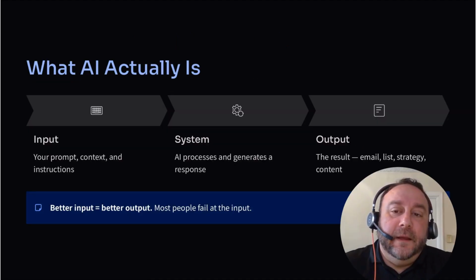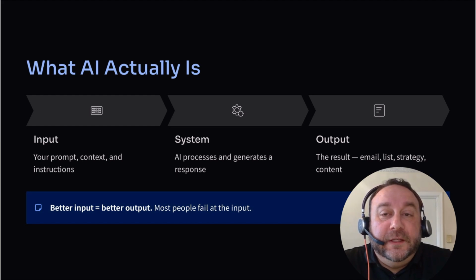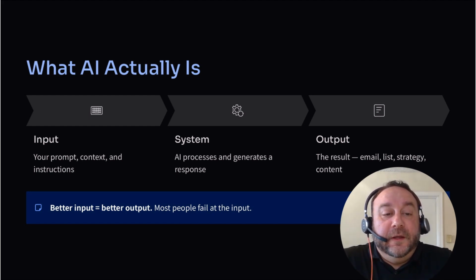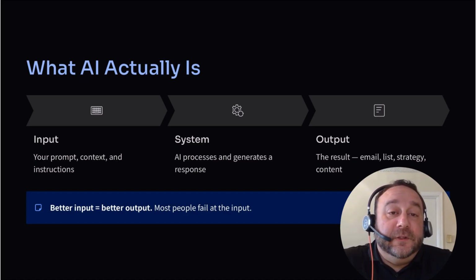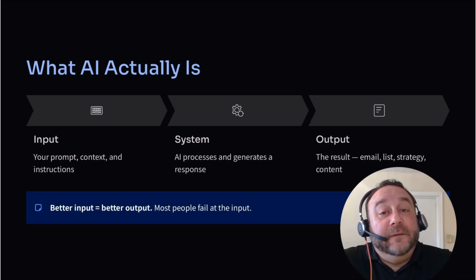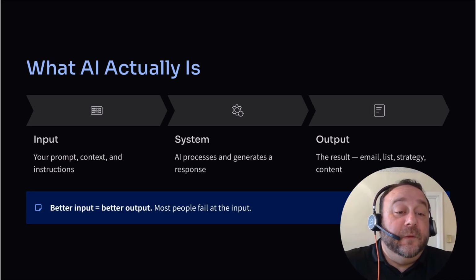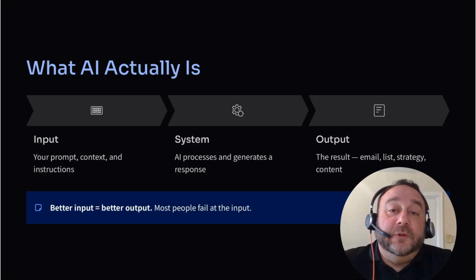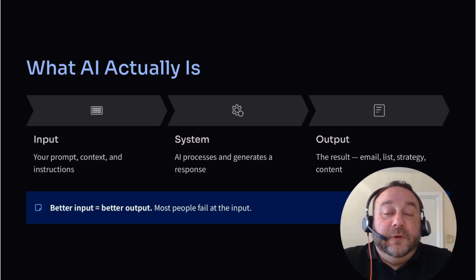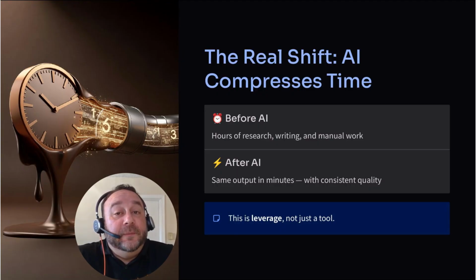At its core, AI is much simpler than people think. It's just a system. You give it input, it processes that input, and then it gives you an output. That output could be an email, a list of prospects, a summary, or even a full strategy. And the most important thing to understand is this: the quality of the output depends on the quality of the input. If your input is vague, your output will be vague. If your input is structured, your output becomes useful. This is where the real shift happens.